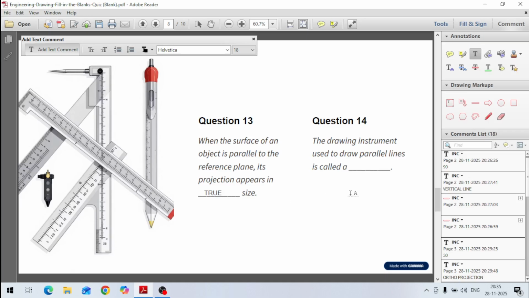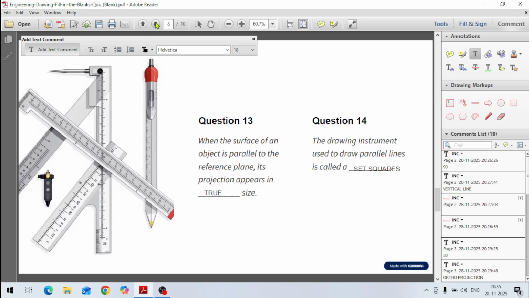Okay. Next question is, drawing instrument used to draw parallel lines is called. How do you draw parallel lines? You draw with the help of which instrument? Set squares. With the help of set squares. It's called set square.